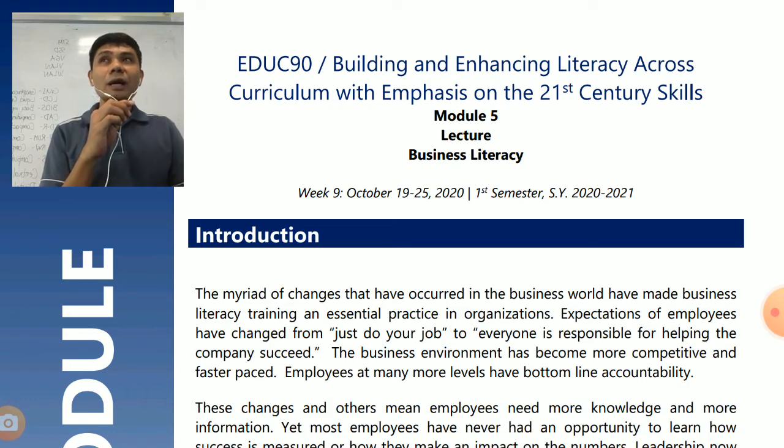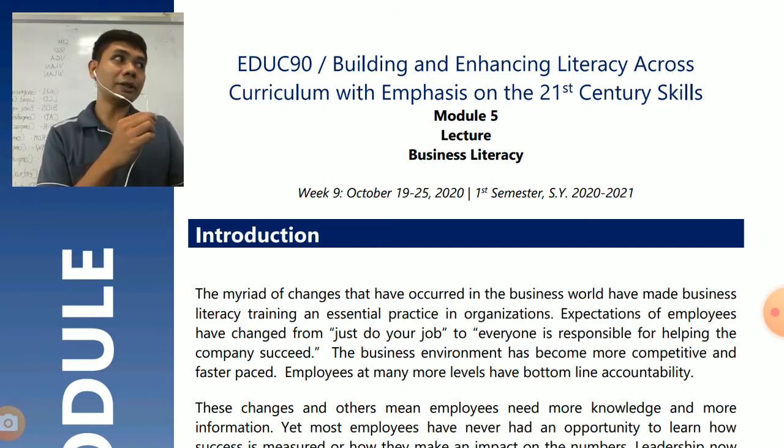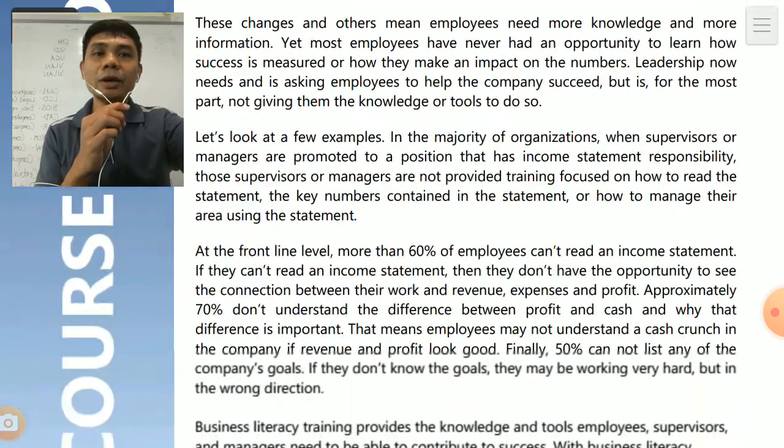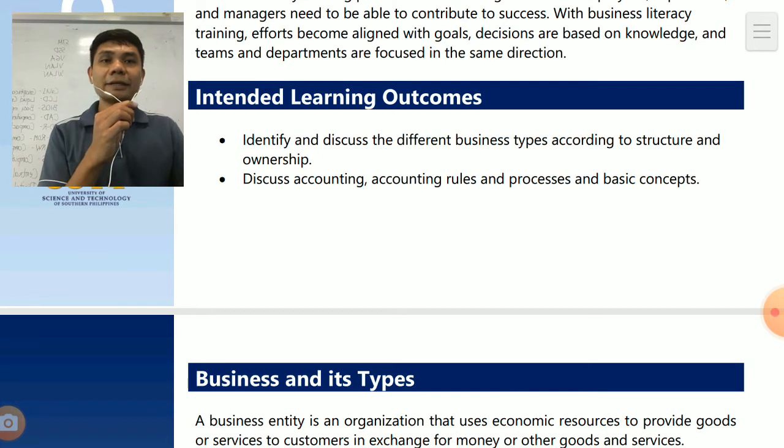So our goal here is to understand the concepts and apply the concepts. So we'll just be using the vernacular language para klaro, para masabtan gyud nato og unsay atong buhaton. Unsa ning mga business literacy concepts ato ang kinahanglan nga mahibaw-an. Okay, so the objectives of this topic is to identify and discuss the different business types according to structure and ownership, and discuss accounting rules and processes, and basic concepts.